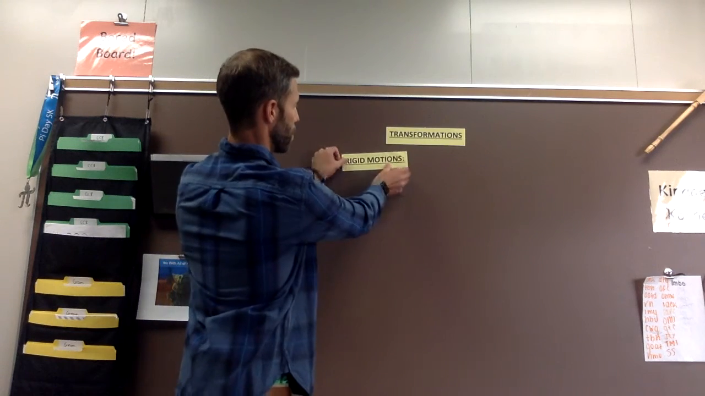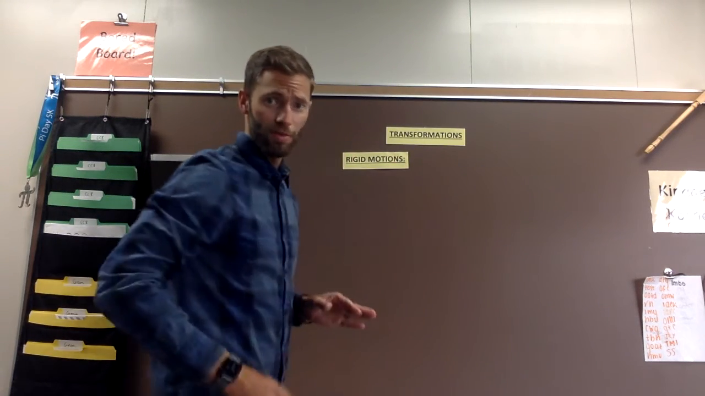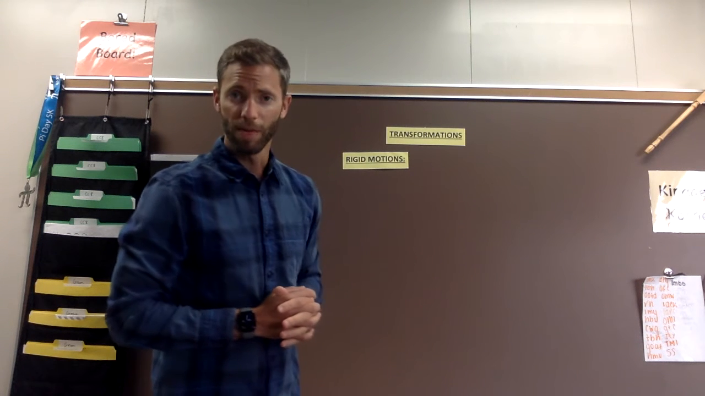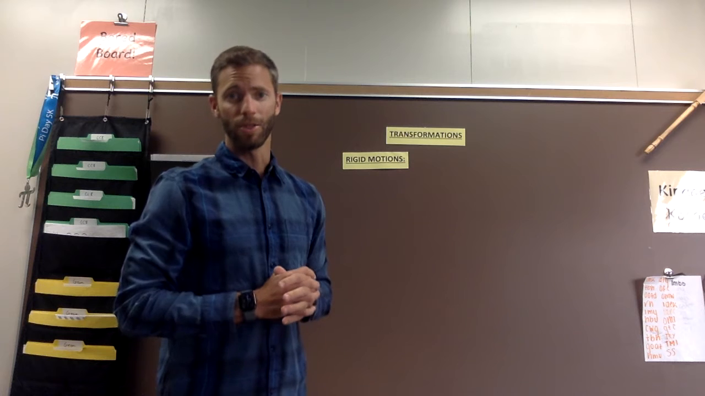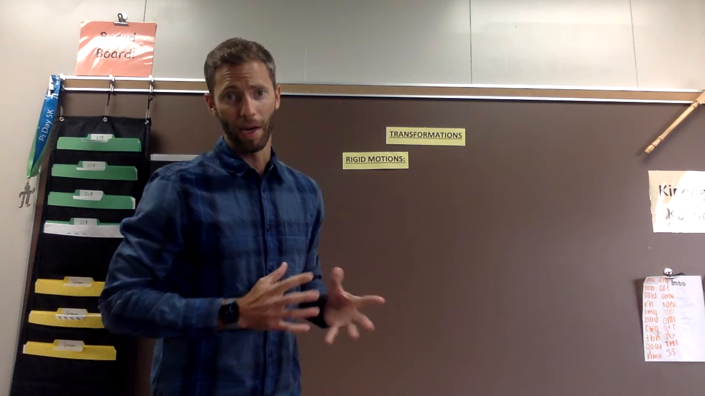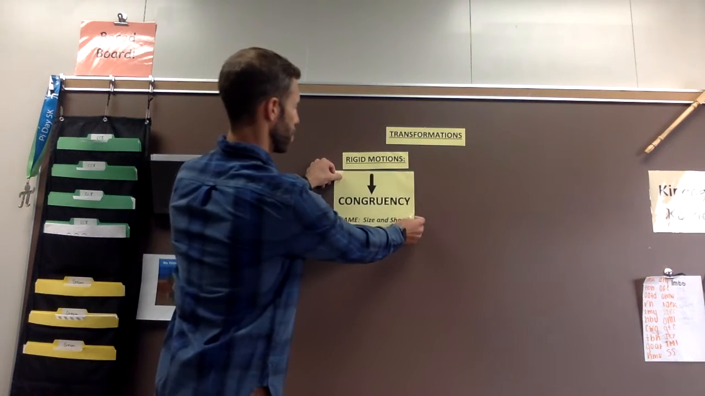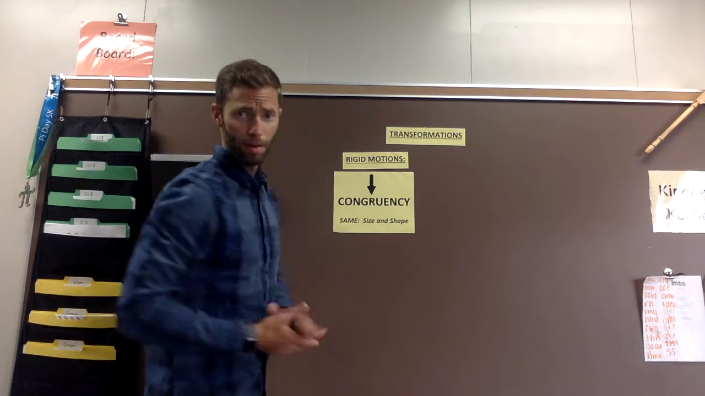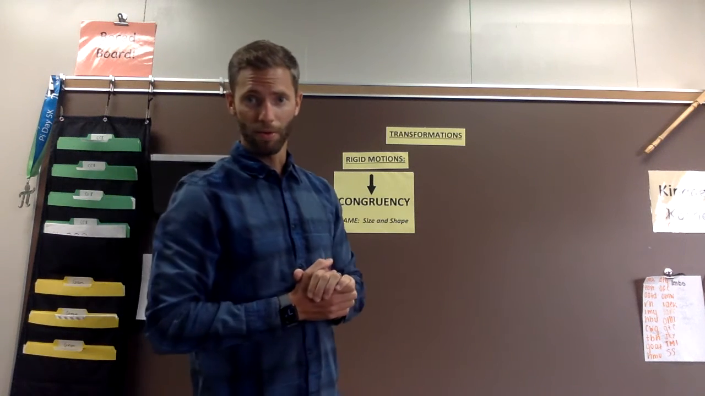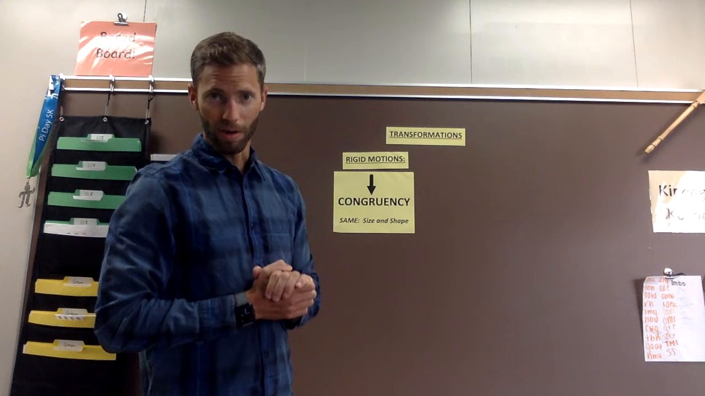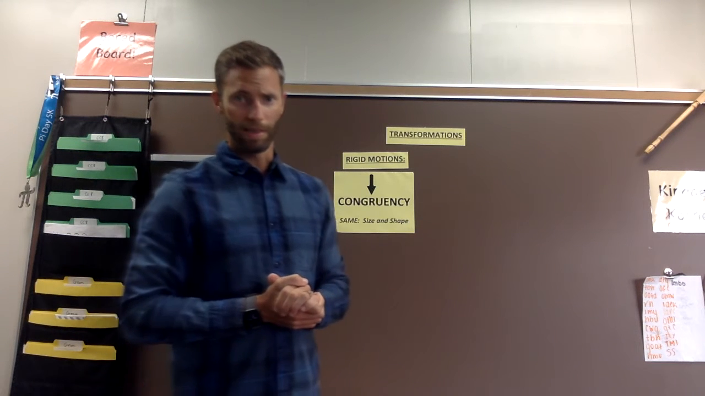Rigid motions are the types of transformations that we've been learning about to this point. Rigid motions are transformations that preserve size and shape. The only thing they change is location or orientation. So when you conduct a rigid motion, the result are figures that are congruent. The symbol for congruency is that little squiggly with the equal sign underneath. You say two figures are congruent if they have the same size and the same shape.